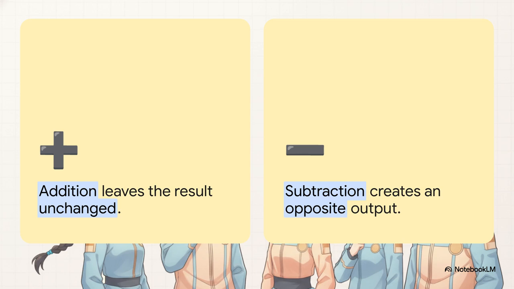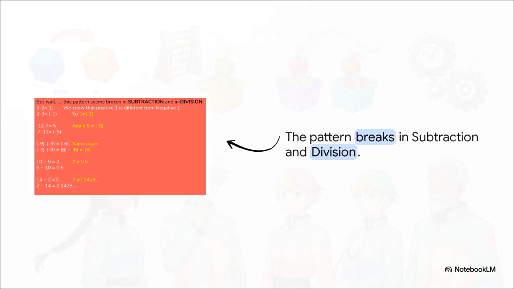When we contrast the safe, unchanged results of addition against the totally different reality of subtraction, things get wild. Where addition leaves things unchanged, subtraction creates a complete 180-degree opposite output. The symmetry doesn't just bend here, it completely shatters. Just look at how this plays out in subtraction and division. 3 minus 2 equals a positive 1. But flip that order, 2 minus 3, and you drop below 0 to a -1. Positive 1 is absolutely not equal to -1.